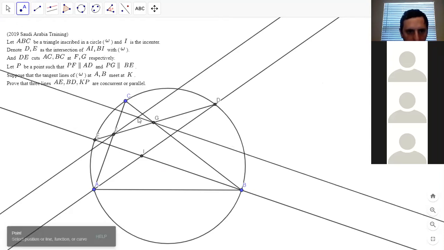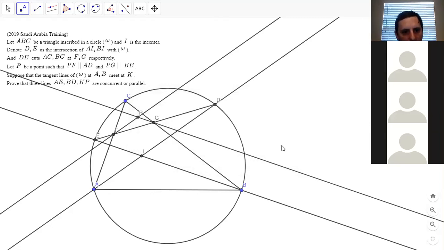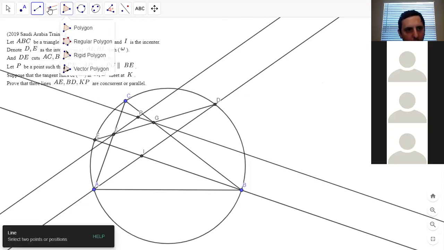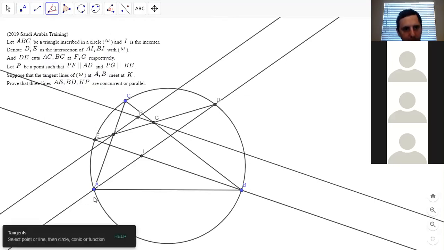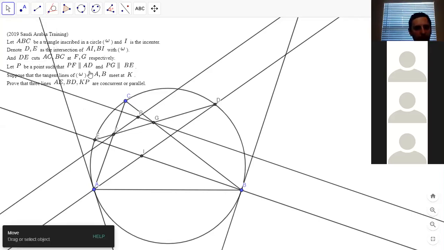Okay, so this is P. And then suppose the tangent lines at A and B meet at K. So maybe we'll use some medians here. And we want to show that AE, BD, and KP are concurrent or parallel.